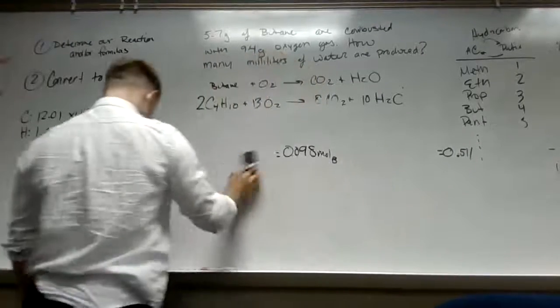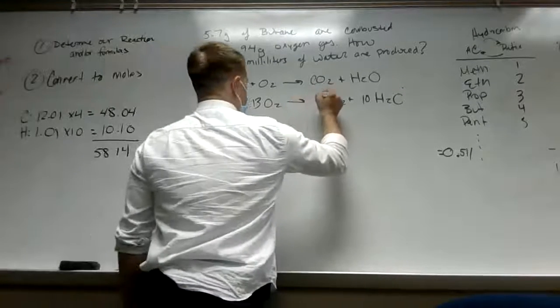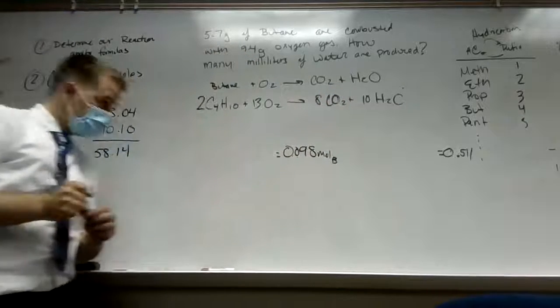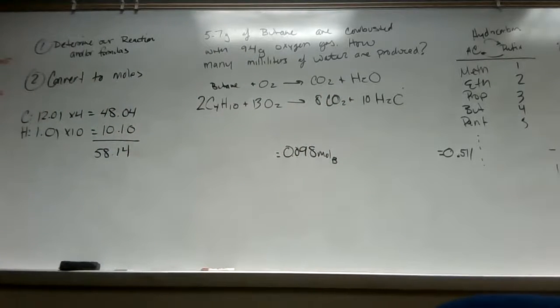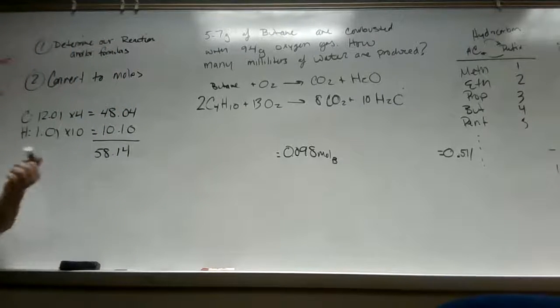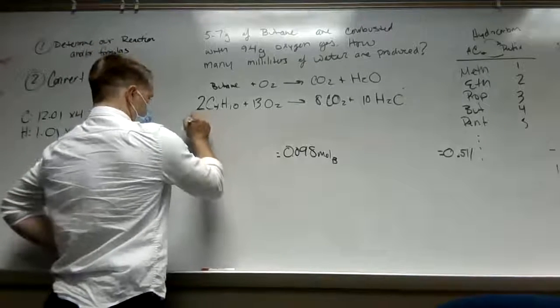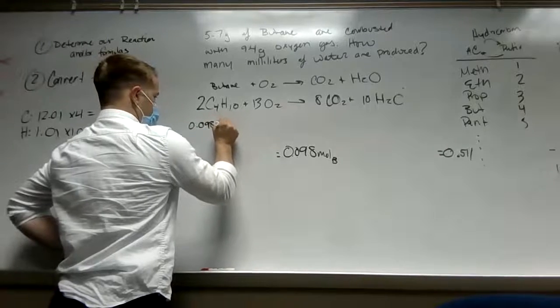What are we going to do with that? Once we get to this point, there's a couple different ways that we can do this. Some of it comes down to personal preference, how you want to do the math. So we know our molar ratios of product to reactant, right? So let's say we have butane, and we're asked how much water is produced. Right, so I know that I have 0.098 moles of butane.